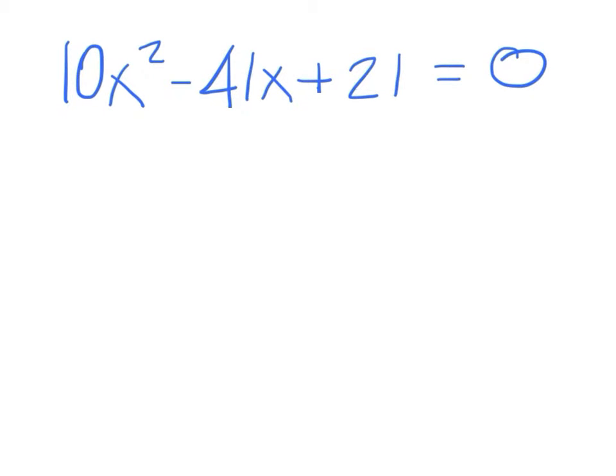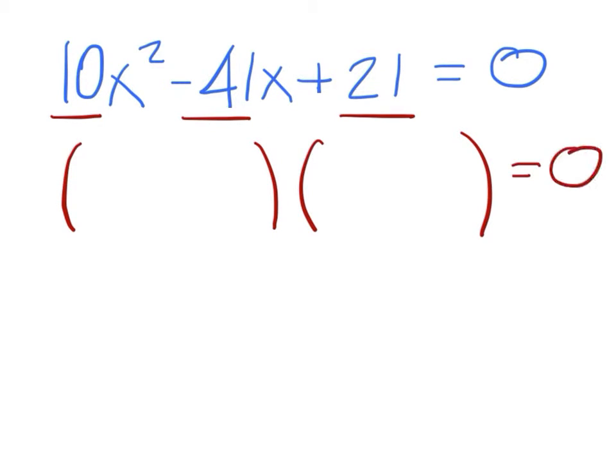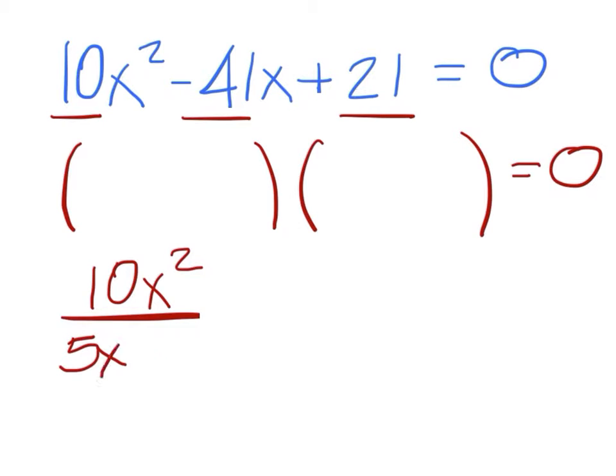Example 2. This problem is 10x squared minus 41x plus 21 equals 0. Is there anything that comes out of 10, 41, and 21? No, we can't find anything, so we must break it up as it is. How do I break up 10x squared? 5x and 2x. How else? 10x and x.